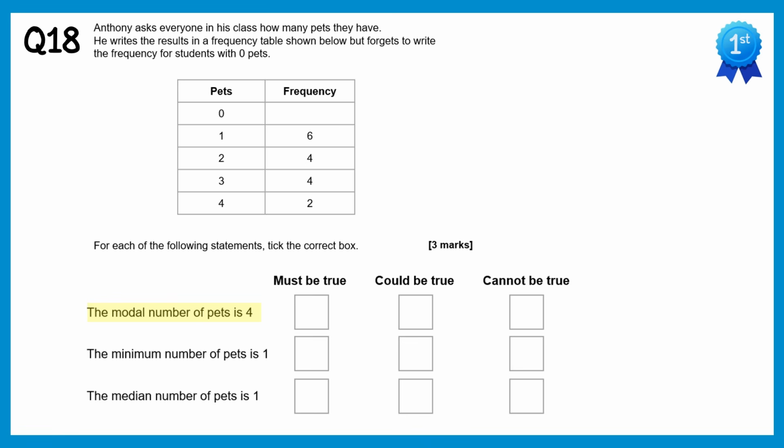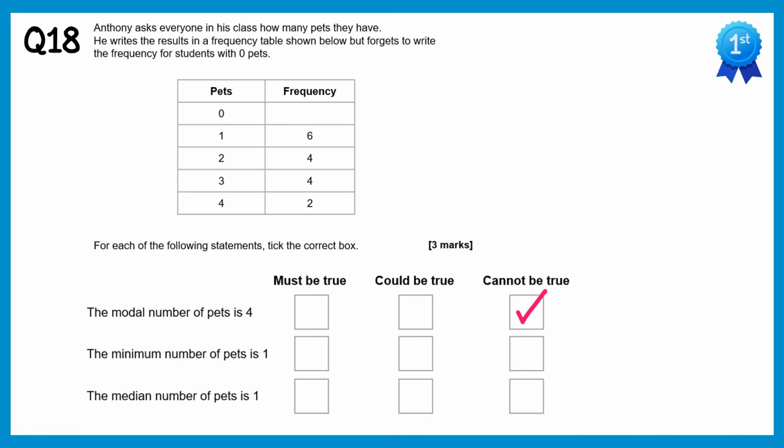Now looking at the table, we've got 4 pets with a frequency of 2. 2 is not a very high frequency, so that's actually not the modal number of pets. You can see based on the information we already have that 1 pet has a frequency of 6, which is definitely higher. So whilst we don't know the actual mode yet because we don't know the frequency for 0, we can be 100% sure it's not going to be 4 since the frequency of that is very low, in fact it's just 2. So the answer to the first part is cannot be true.